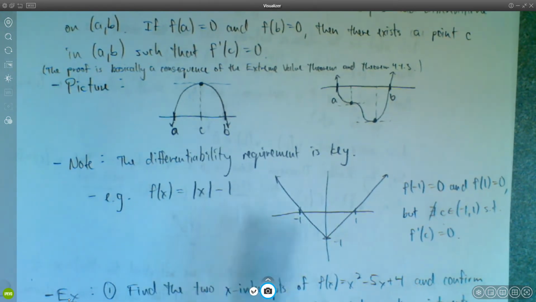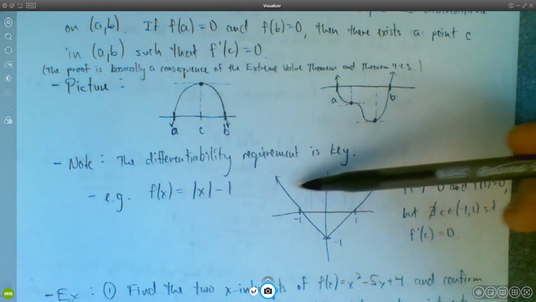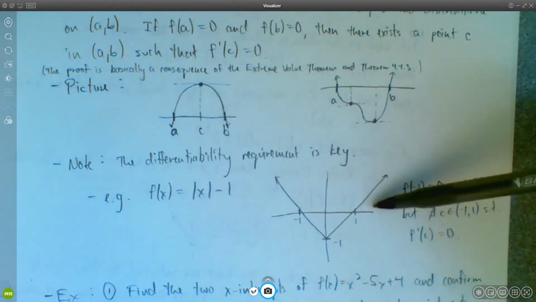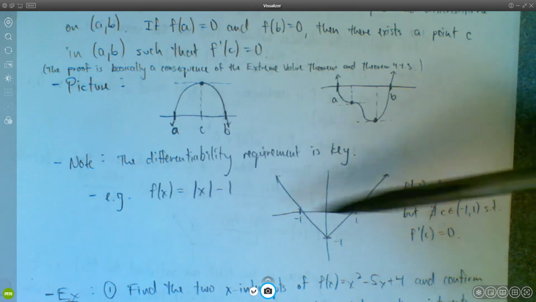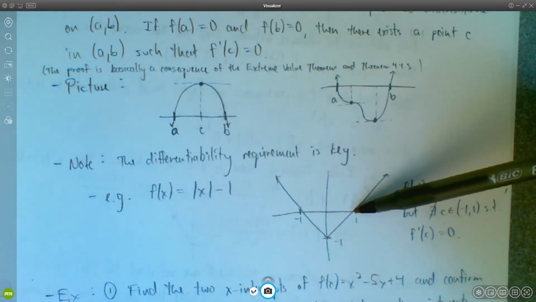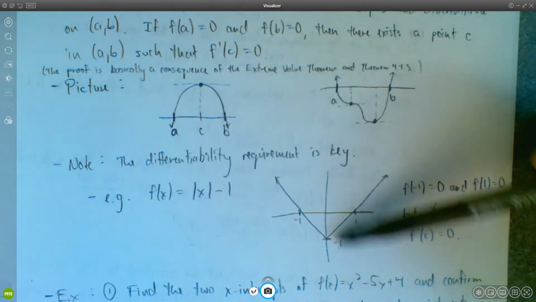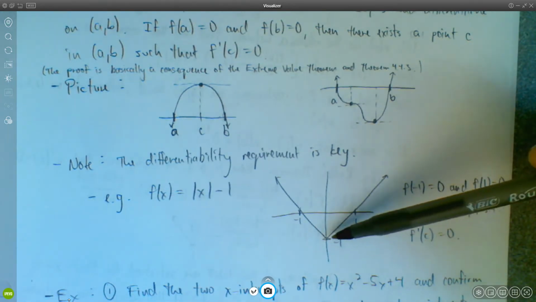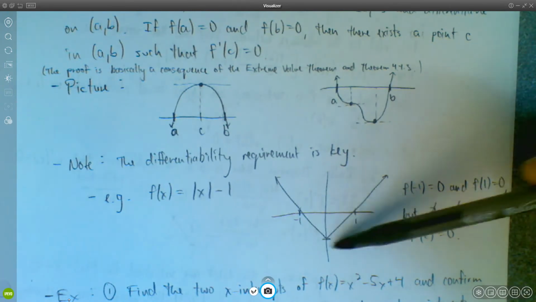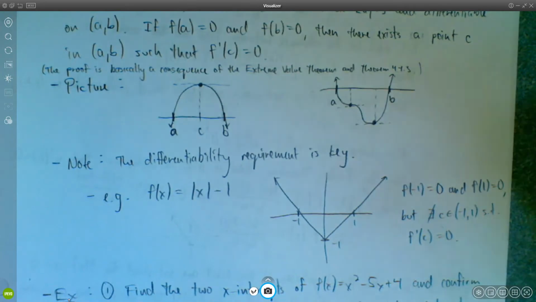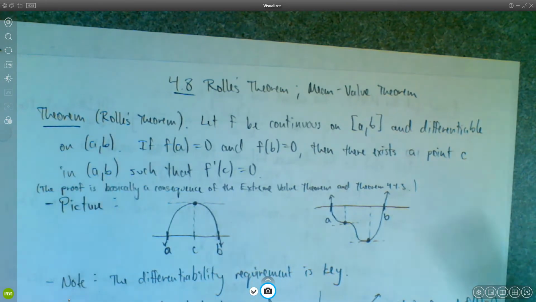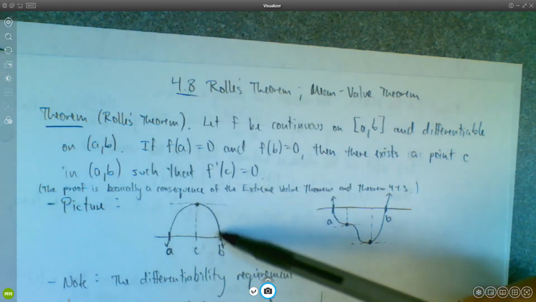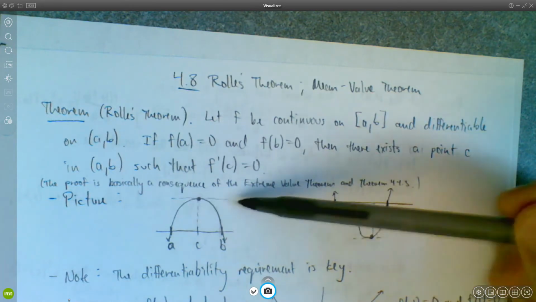This function here is not differentiable at 0, and that happens to be where the function turns around. And so it would not be the case for this particular function that, just because f(-1) is 0 and f(1) is 0, there's a place in between where the derivative is equal to 0, because the one candidate for that is where the function is not even differentiable. Okay, so the differentiability requirement is key, right? The function has to be differentiable on (a, b), and if it is, then that means it's got just these smooth curves, which means you've got to have a horizontal tangent line somewhere.